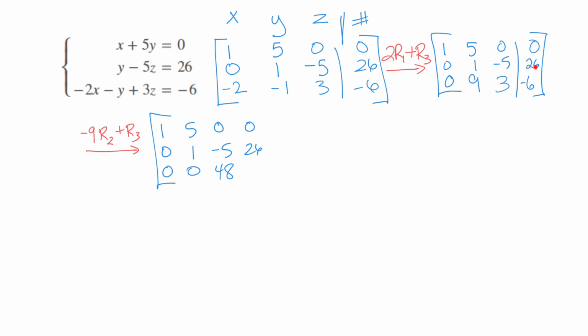Because look at this one. This is going to be -9 times 26. No idea what that is. Let's grab a calculator. All right, that's -234. But then I have to subtract 6. So -6 is a -240.